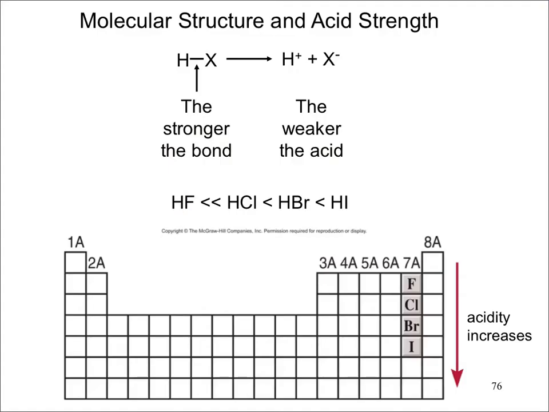Molecular structure also impacts acid strength. So the stronger the bond between the hydrogen and whatever counter ion is there, the weaker the acid. Okay? So in terms of our mineral acids, HF, HCl, HBr, HI, HF has a much stronger bond. So the ionization of HF is much smaller than it is for HCl, which is smaller than it is for HBr, which is smaller than it is for HI. So out of all of those acids, HI is the strongest of the acids.